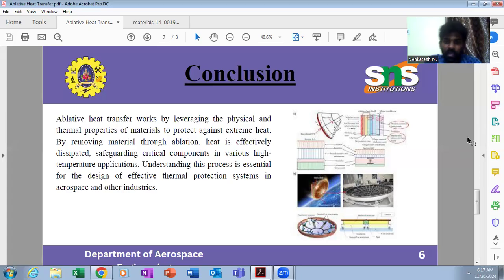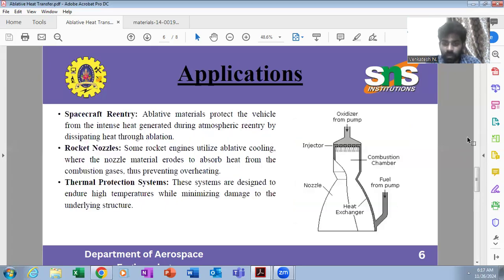In this conclusion, this image represents the ablative heat transfer mechanism in aerospace engineering. In this image, the oxidizer pump and injector are here, and the nozzle and heat exchangers are also here, and the fuel pump will be in the downward section. So this is the combustion chamber.